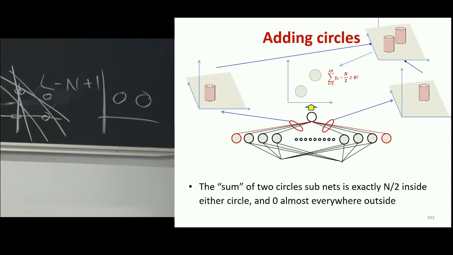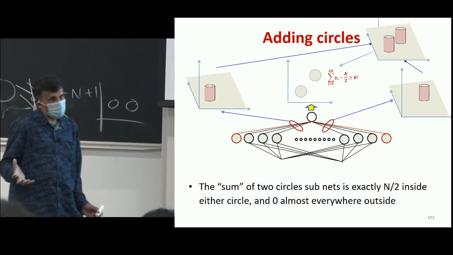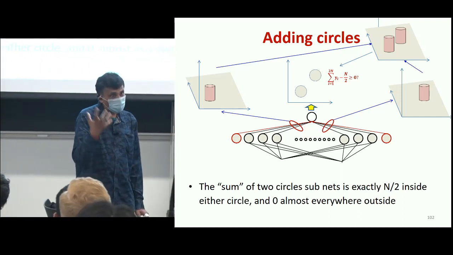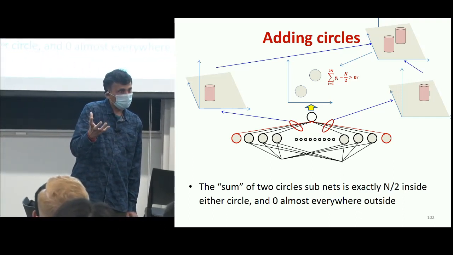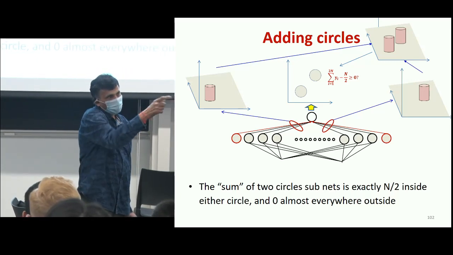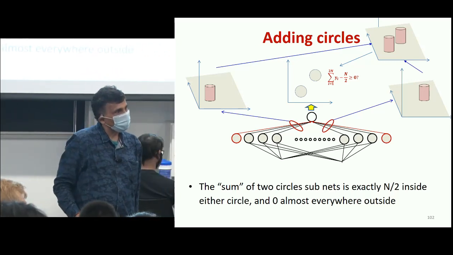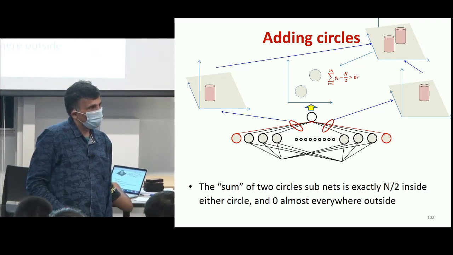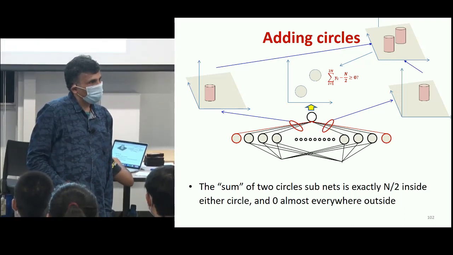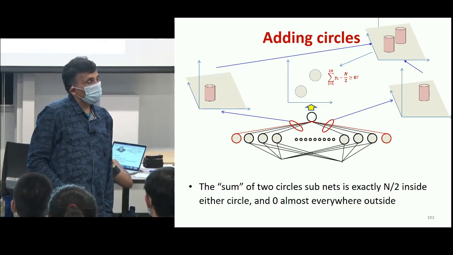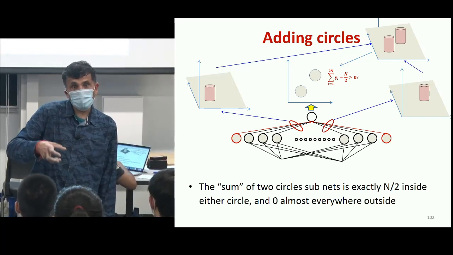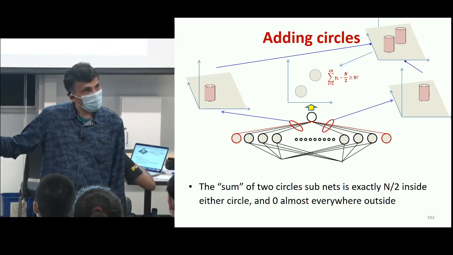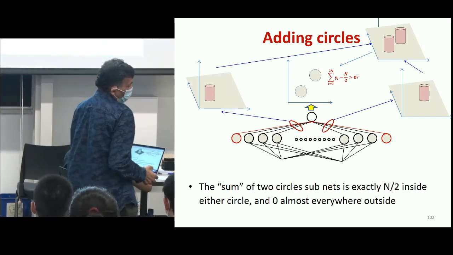So here's what I can do. If I take two such subnets, each one computing a cylinder, and then I sum their outputs, what is the output going to look like? I think it might be n minus 2. It will be 0 just outside both of the cylinders. So the figure is going to be just two disconnected cylinders, and 0 everywhere else. If I use a threshold of n over 2, what will I get?